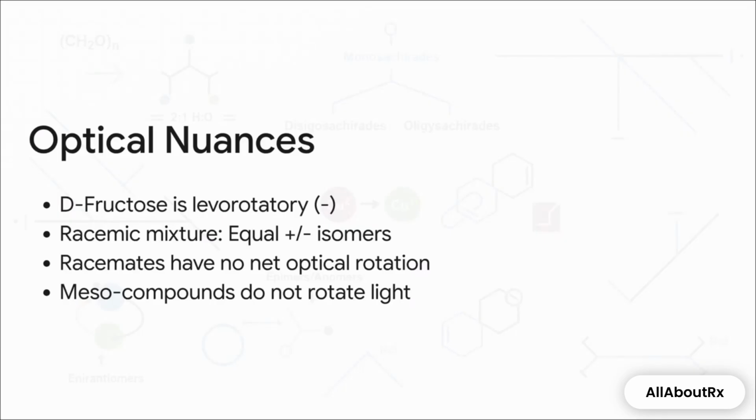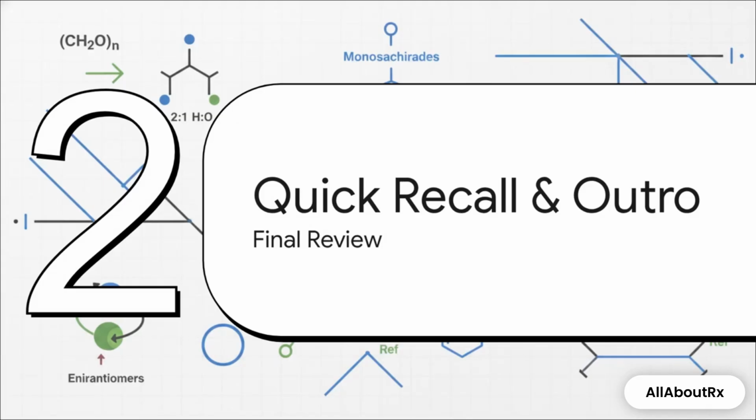Actually, D-fructose is the perfect example that proves they're completely independent concepts. Structurally, it's categorized as a D sugar, but it's actually levorotatory. It rotates light to the left, which gets a minus sign. Also, keep in mind that a racemic mixture has perfectly equal amounts of plus and minus isomers, which results in zero net optical rotation. And meso compounds? Well, they have asymmetric carbons, but they're internally symmetrical, so the two halves essentially cancel each other out, again giving us no rotation.